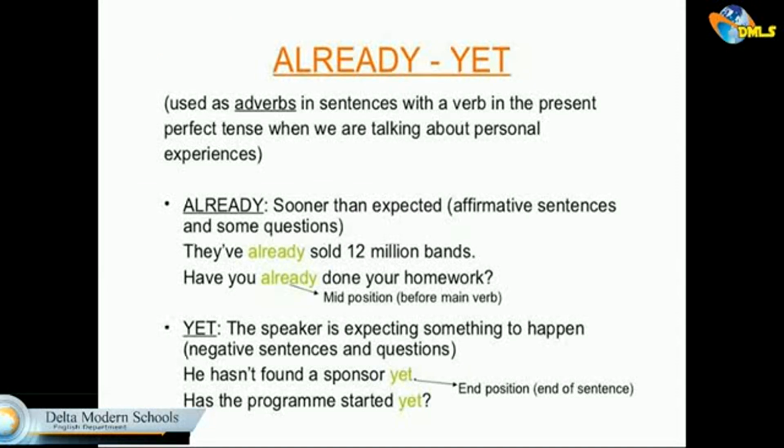Also we use already when we want to express actions which happened sooner than expected in affirmative sentences. It may also be used in questions, but we use it here with affirmative only. When we say, they have already sold 12 million bands. I have already done my homework, sir. When someone asks you about your homework, of course you would say, I have already done it.